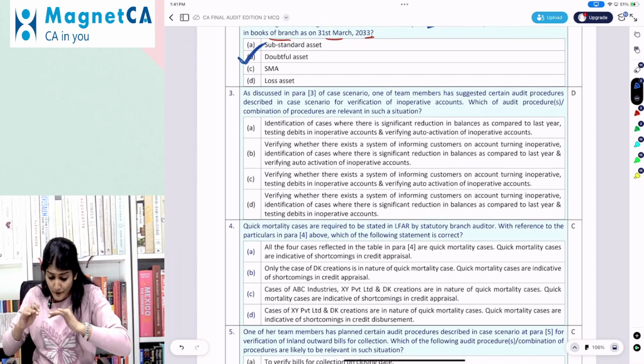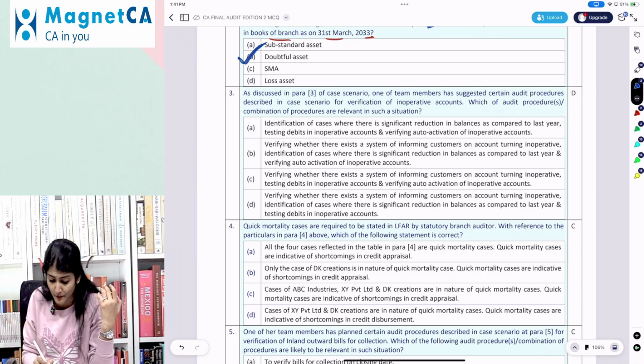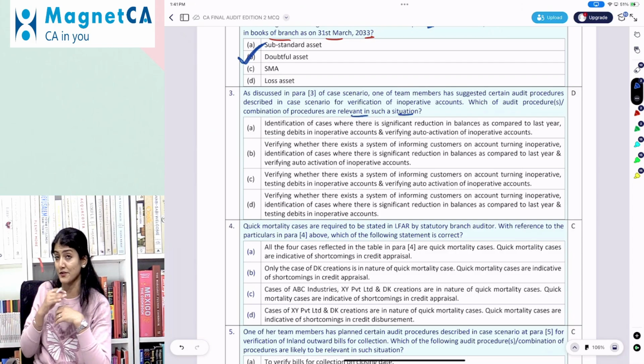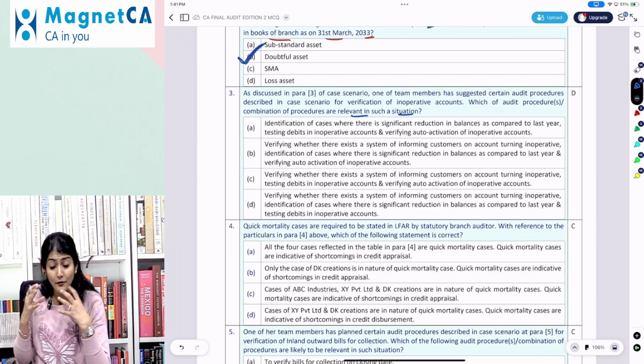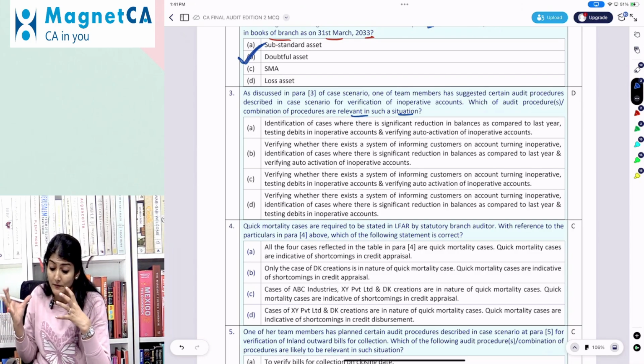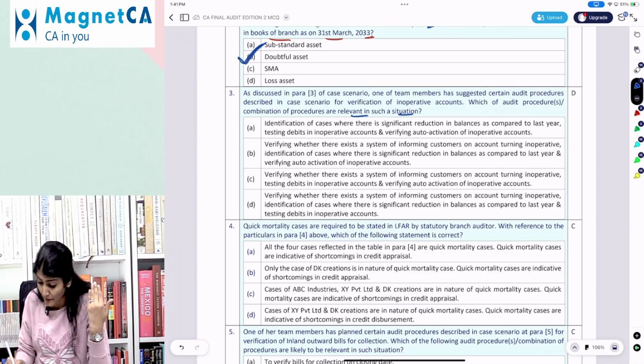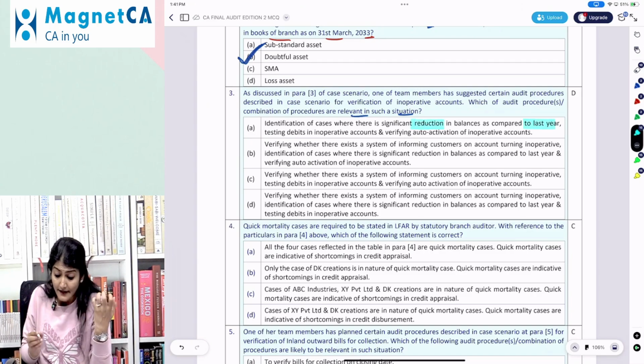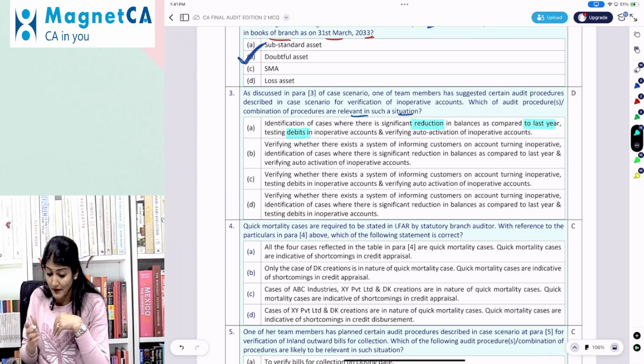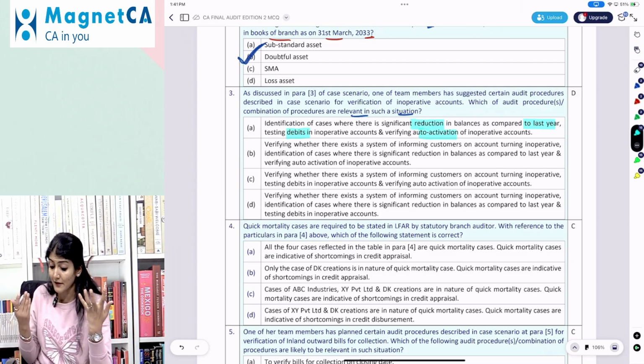Which of the audit procedures, or the combination of them, are relevant in such a situation? We are talking about the inoperative customer account, so that comes under your verification of deposits: identification of cases where there is a significant reduction in the balance as compared to last year, testing debits in the inoperative accounts, and auto activation of the inoperative accounts.